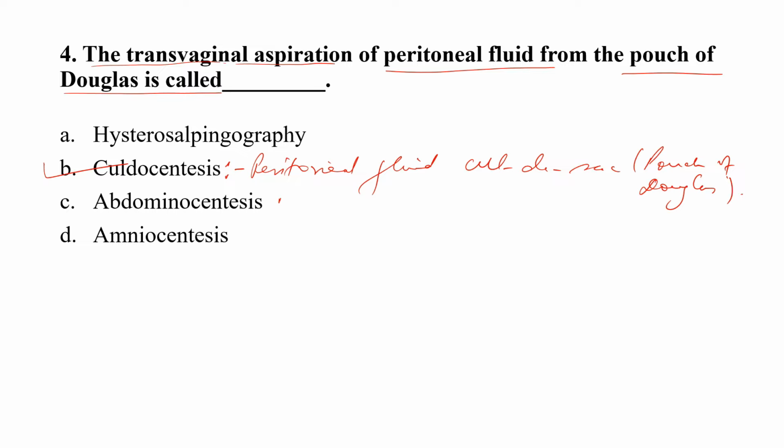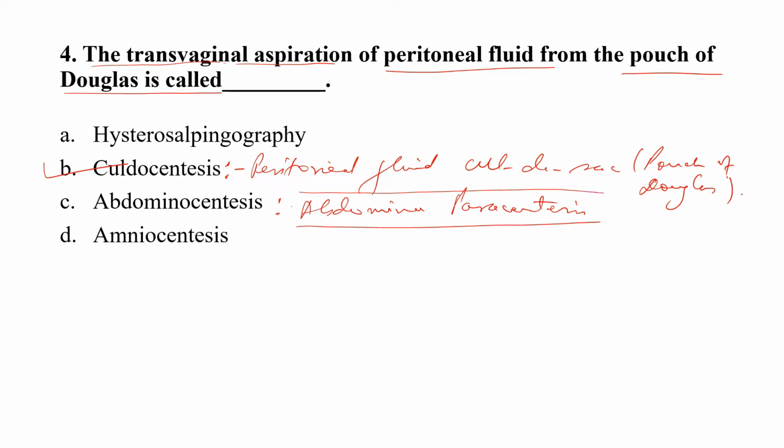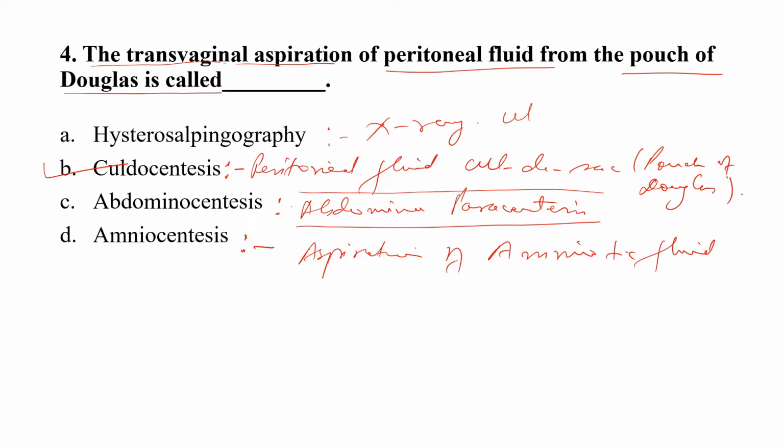And option C, abdominocentesis, also called abdominal paracentesis. It is aspiration of peritoneal fluids through the abdomen. Amniocentesis is the aspiration of amniotic fluids. And hysterosalpingography is the X-ray procedure used to view the inside of uterus and fallopian tube.